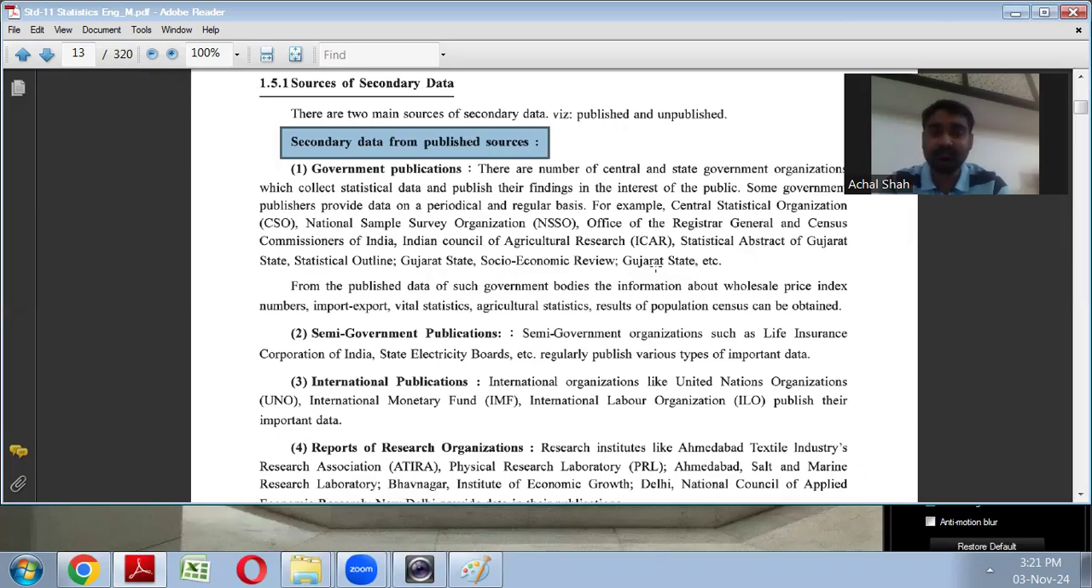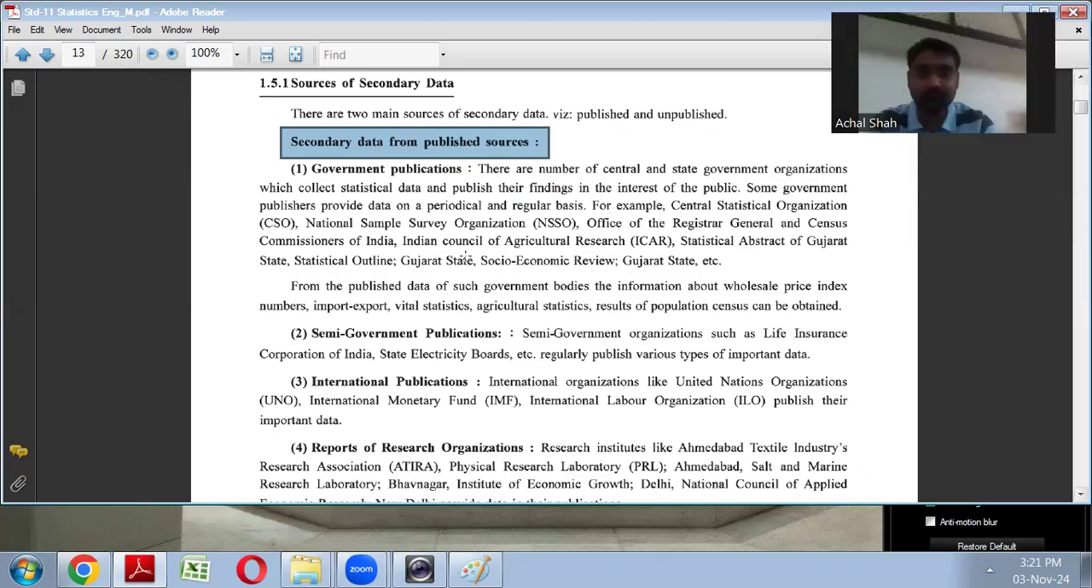government publications. It could be central government or state government organizations, right? They collect statistical data, and then they publish their findings in the interest of public. Like National Sample Survey Organization, NSSO, ICAR, related to agriculture, right? So on.